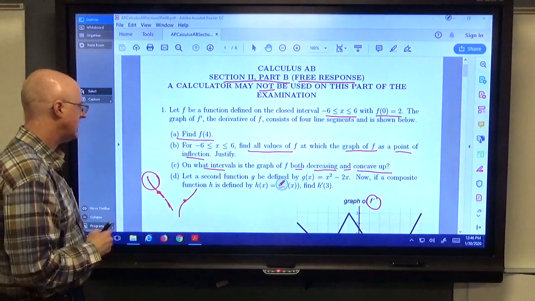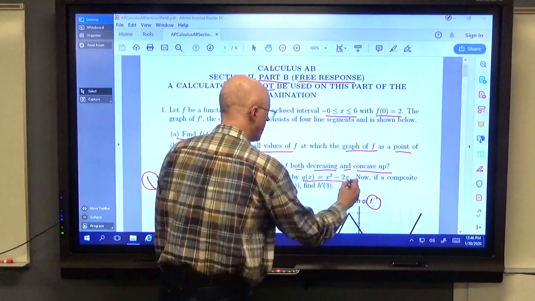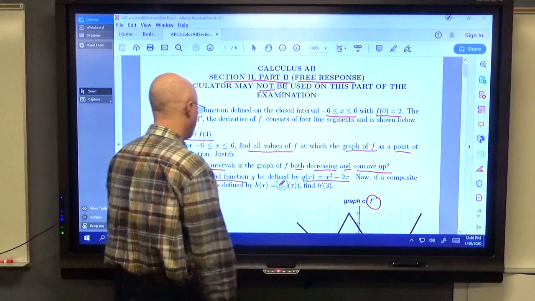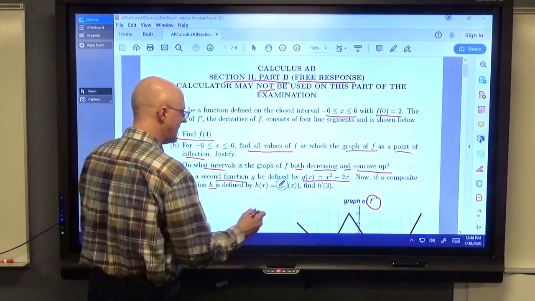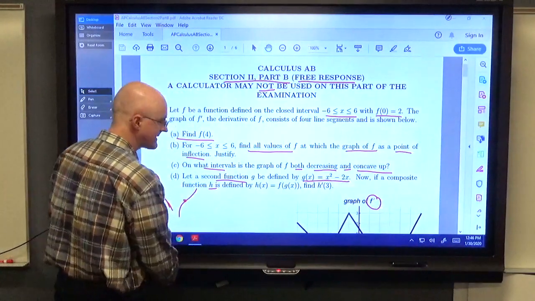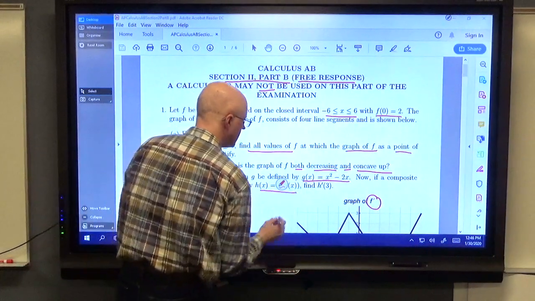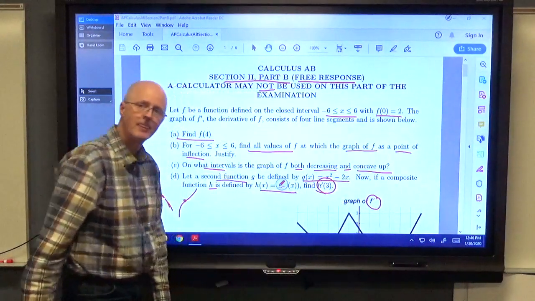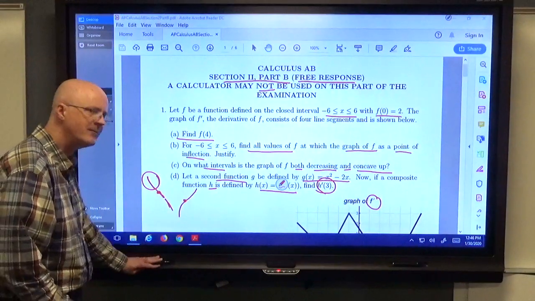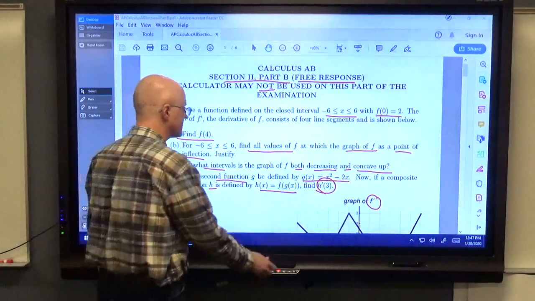And finally, in part D, we've got a second function g, defined by this equation. It's quadratic. And a third function h, defined as a composite, f of g of x. We want to find h prime of 3. Think about that for a second. I hope you remember you're going to need the chain rule to take the derivative of a composite function.